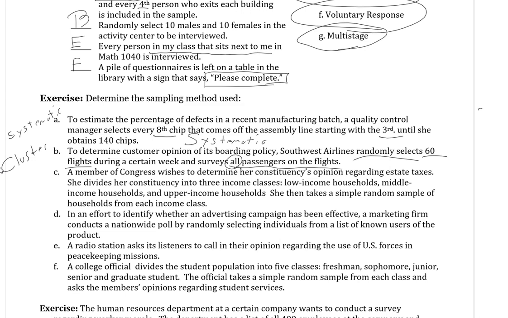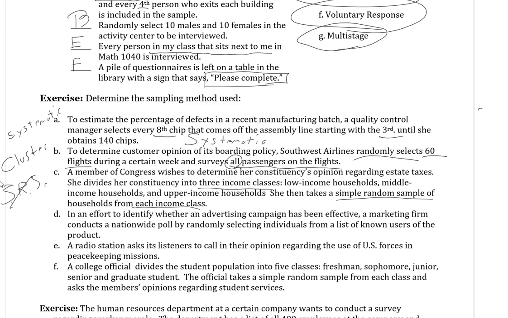All right. C. A member of Congress wishes to determine her constituency's opinion regarding estate taxes. She divides her constituency into 3 income classes. So we have the 3 classes: low income, middle, and upper. She then takes a simple random sample of households from each income class. A lot of people would look at this and say, oh wait, it's a simple random sample, so this is an SRS, right? It just says simple random sample there in the description, I'm done.